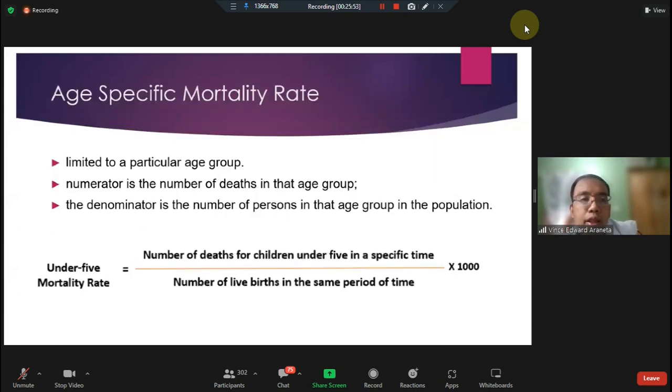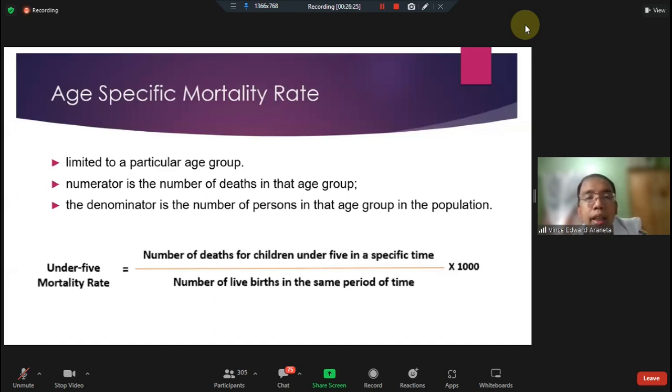There could also be age-specific mortality rate. Of course, it's limited to only a particular age group. And the numerator here is the number of deaths in that age group, and then the denominator is the number of live births in the same period of time, or the number of persons in that age group in the population, times 1,000. So you can even have a specific subset of the population, such as the infant.